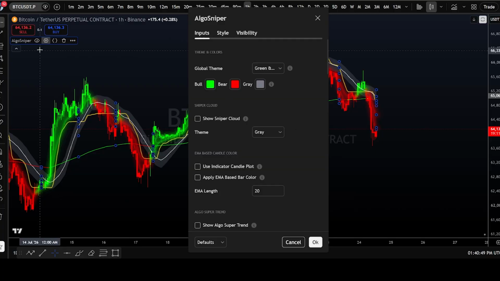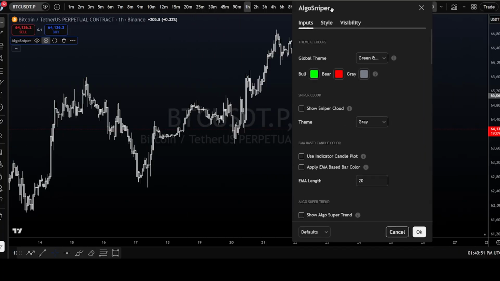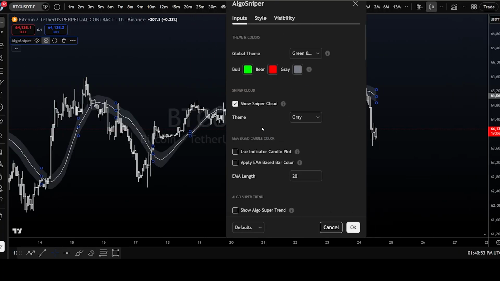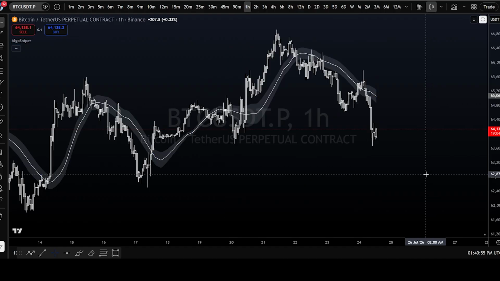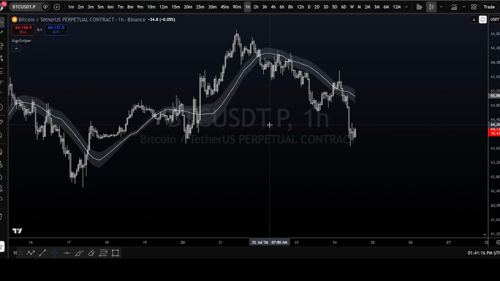The indicator is now loading since we've changed the setting. I'm going to click Sniper Cloud. I personally prefer, for crypto, the 1 hour time frame, but all time frames can work great. And for each asset you will have to backtest and mess around and see what works best for your system or your strategy. But the first indicator is the Sniper Cloud.